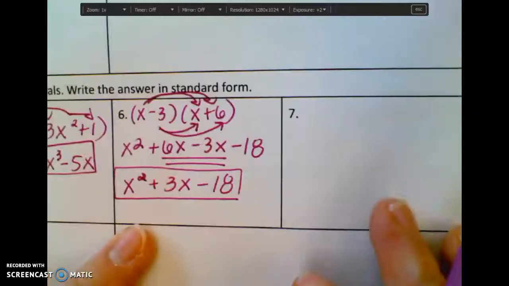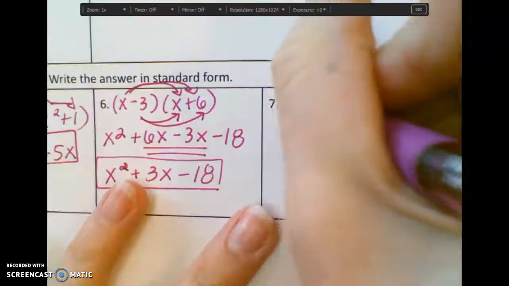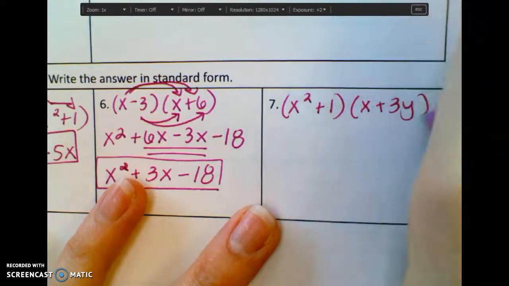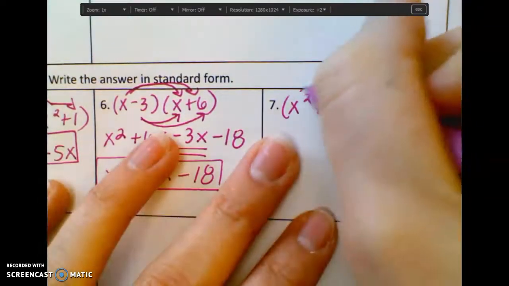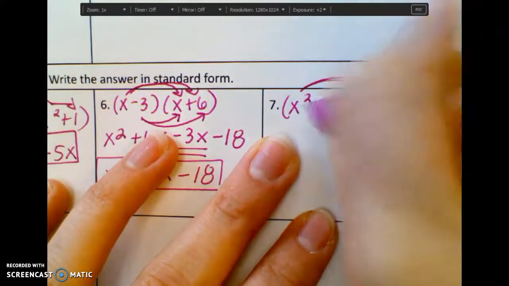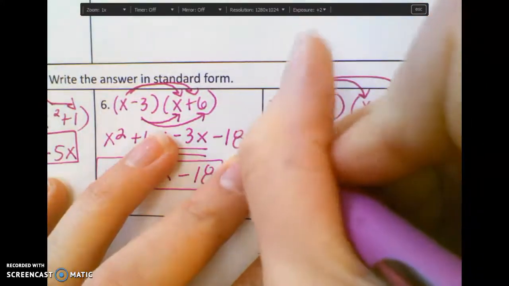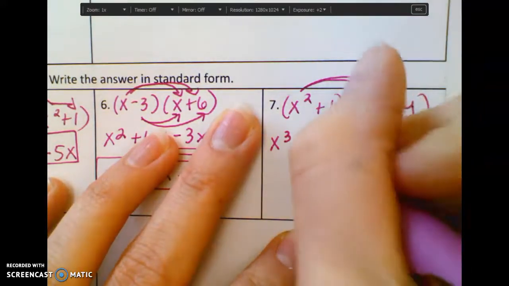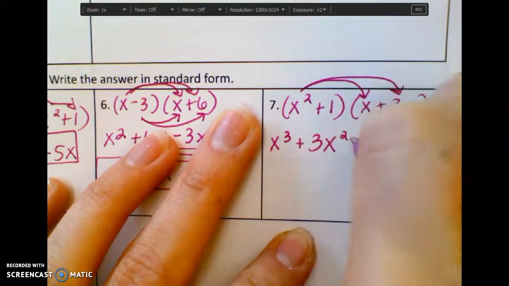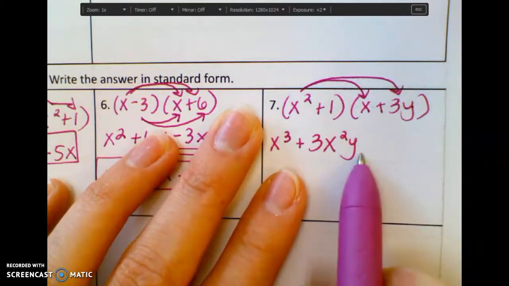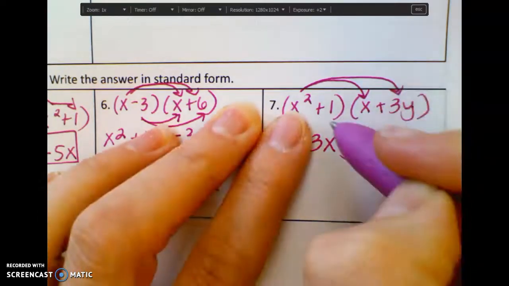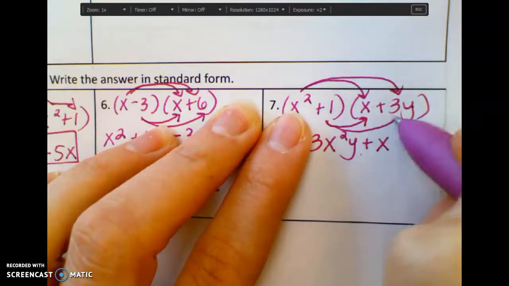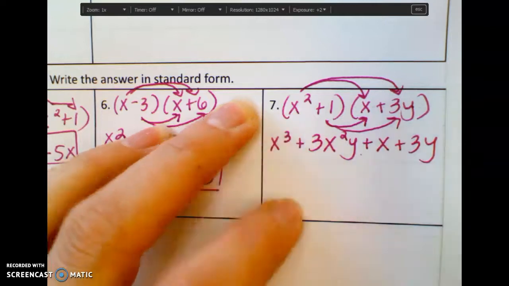Next one, number 7. What if we have x squared plus 1 times x plus 3y? Same process. Take that x squared and give it to everything. So x squared times x, we add those exponents to get x cubed. x squared times 3y, that gives us 3x squared y. We always put the x in front of the y. Now we go with the 1. 1 times x gives me a positive x. 1 times 3y gives me 3y.